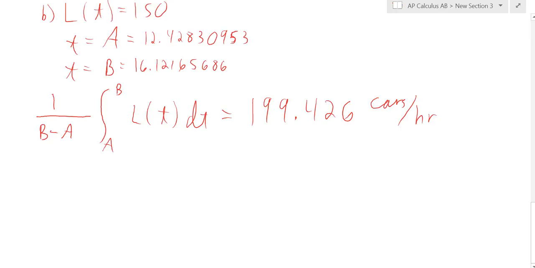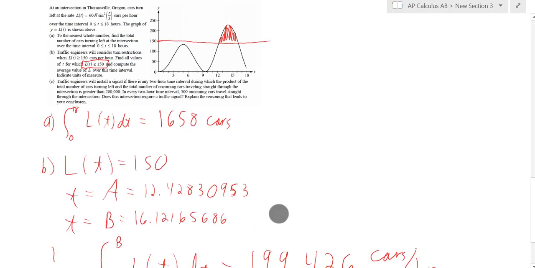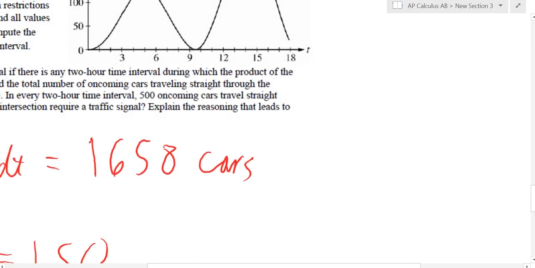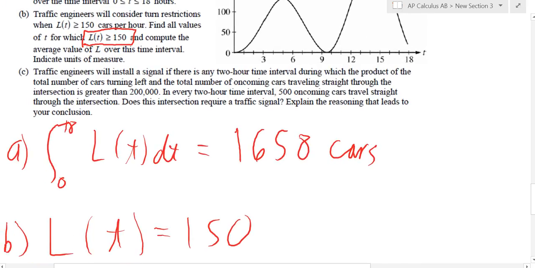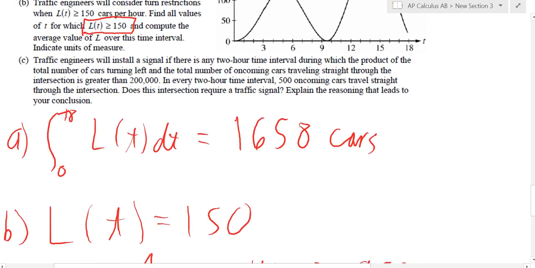Is that okay? Alright. And then C is a little bit weird, but they're really not asking you to do anything that we haven't done before. Okay? Their question says, ready? They're going to install a left turn lane or so, right? A signal. Okay, they'll put a signal in there.